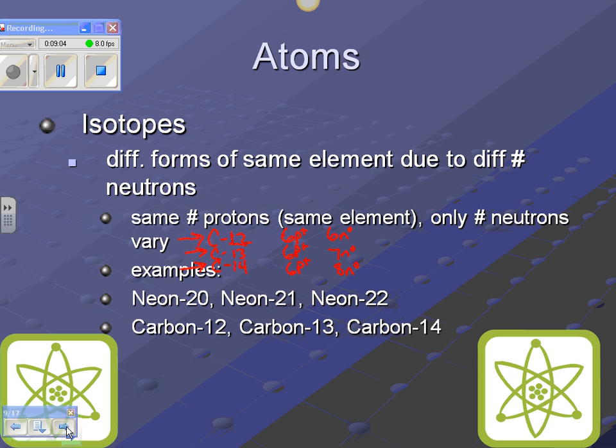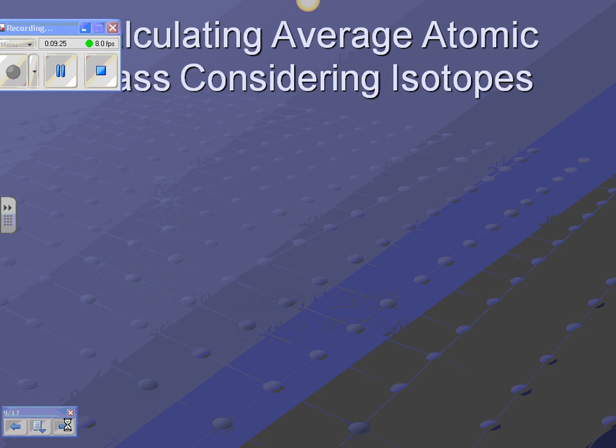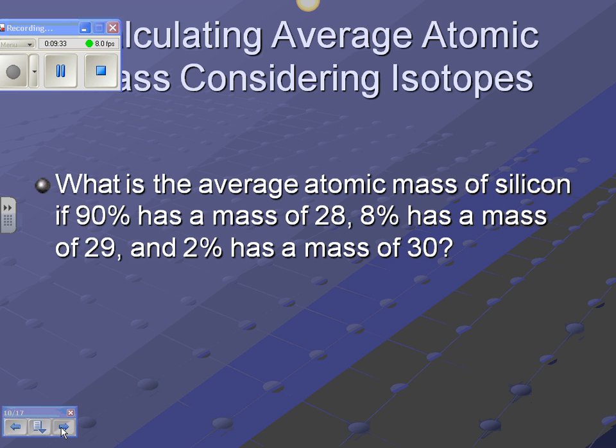Now, how do we get different masses? If we had these 3 different isotopes in equal amounts, my average would be 13. But in fact, on the periodic table, you'll see carbon listed as 12.011. The average atomic mass is 12.011. That's because I have way more carbon-12 than I do anything else. So let's look at an example of calculating the average atomic mass when we consider isotopes. All right, here's what the problem would look like.